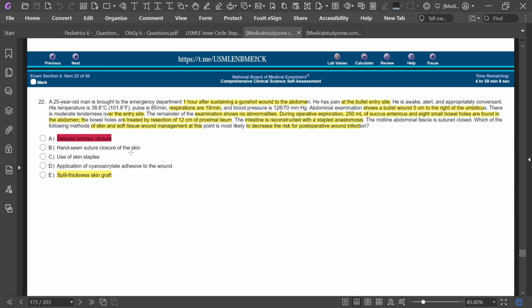During exploration, 250 ml of succus entericus, I don't know what that is, and 8 small bowel holes are found in the abdomen. The holes are treated by resection of 12 centimeters of proximal ileum. The intestine is reconstructed with staple anastomosis. The midline abdominal fascia is sutured and closed. Which of the following methods of skin and soft tissue wound management at this point is most likely to decrease the risk of postoperative wound infection?